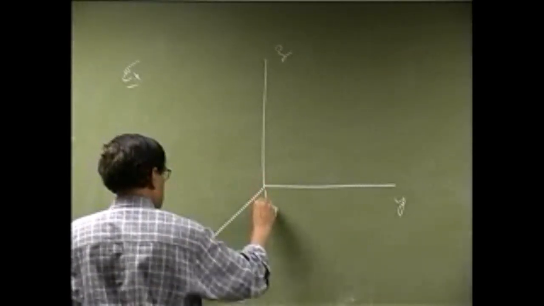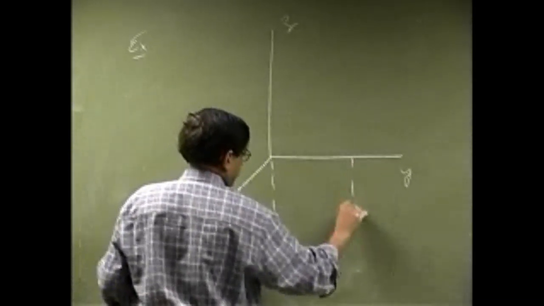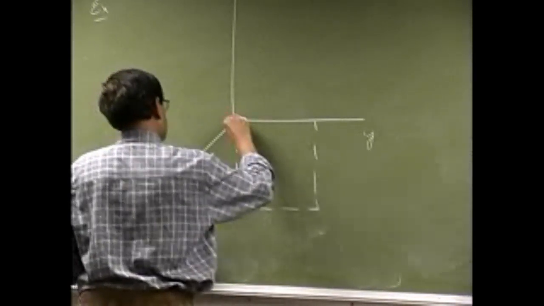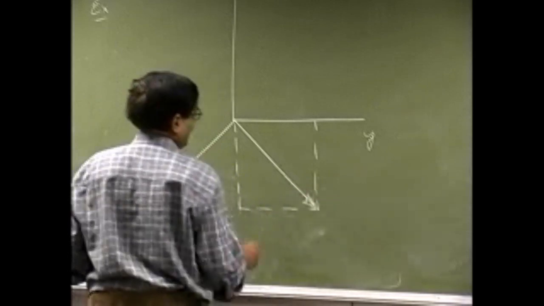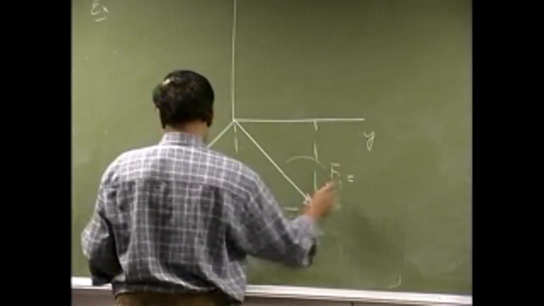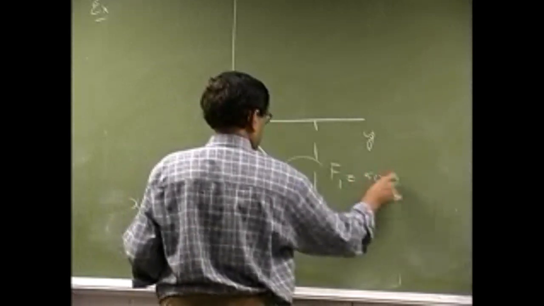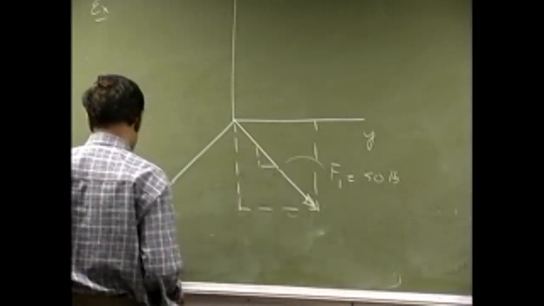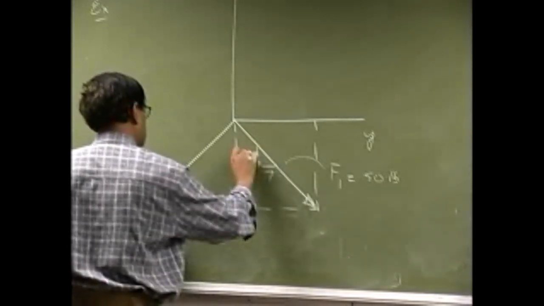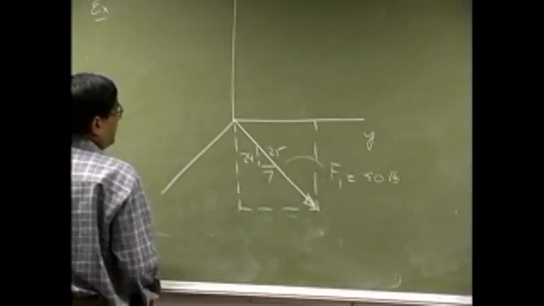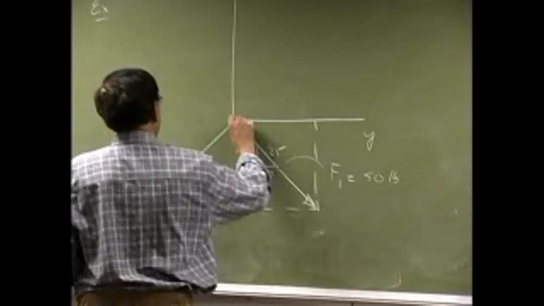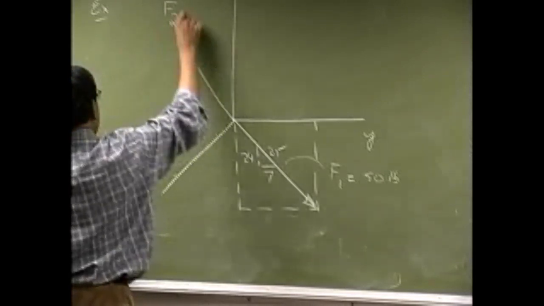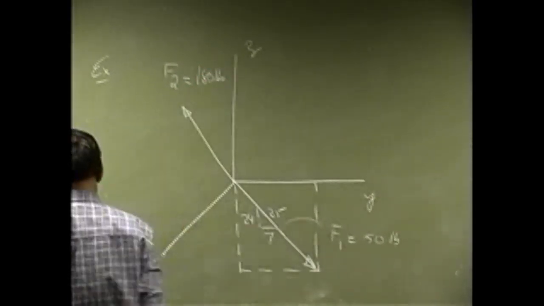So let's see, stand this up here, perpendicular here, and somewhere here is the force F1, and its magnitude is 50 pounds. Then its direction is given by a triangle. The ratios are 7, 24 and 25. Then we have another force F2, that's given by the magnitude 180 pounds.